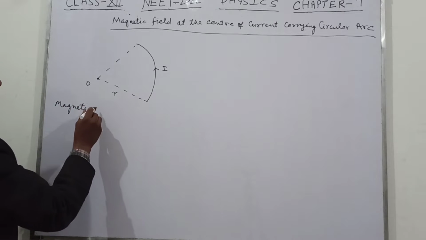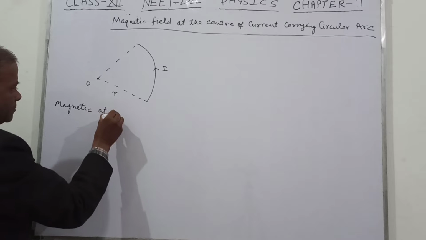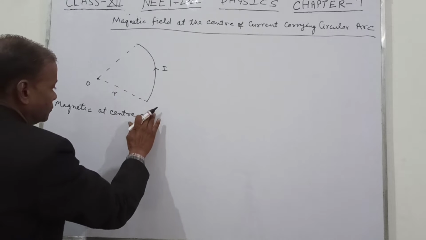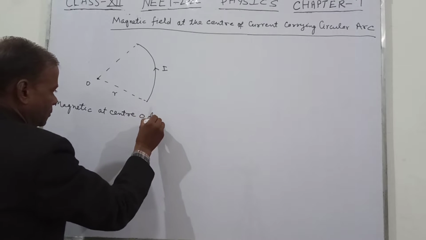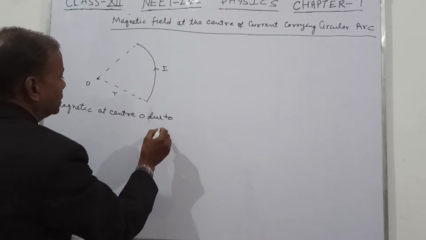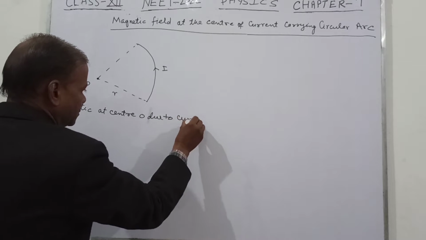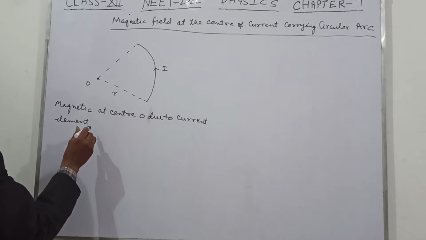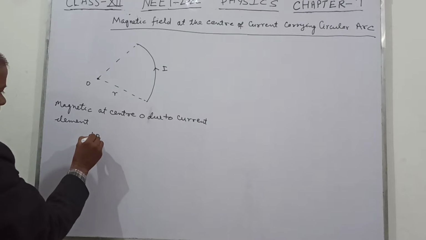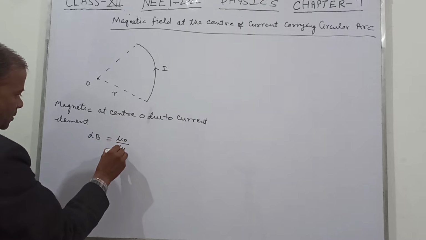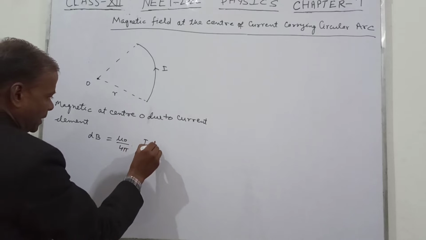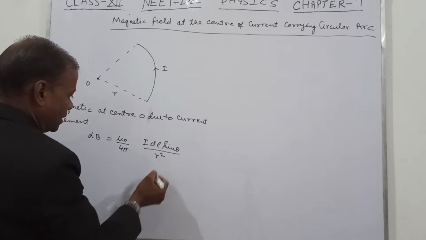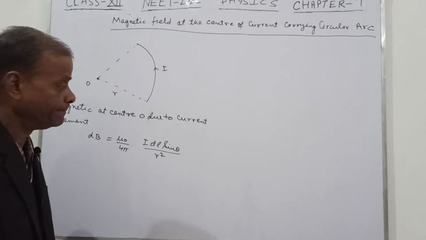the magnetic field at center O due to a current element, dB equal to mu naught upon 4 pi into I dl sin theta upon r square. This is the formula that we have.